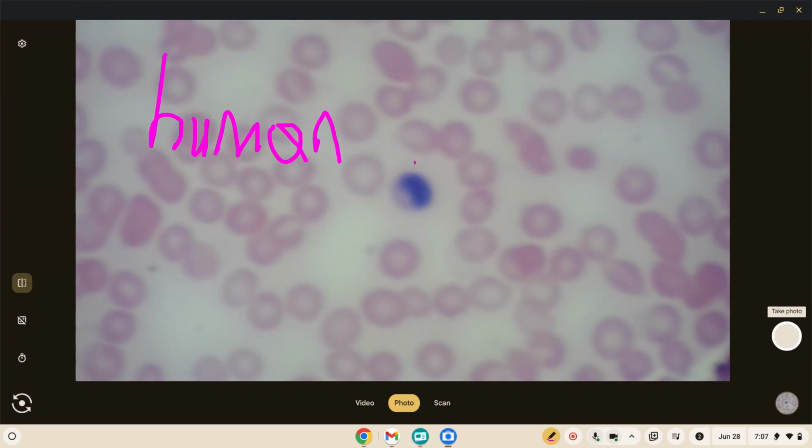This is an immune cell. If you don't know what that is, you should watch my immune system overview videos. And these are red blood cells right here.